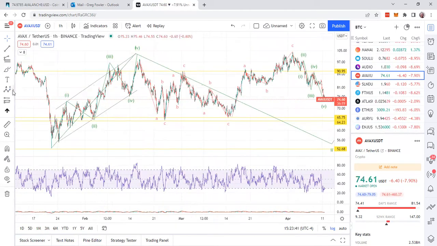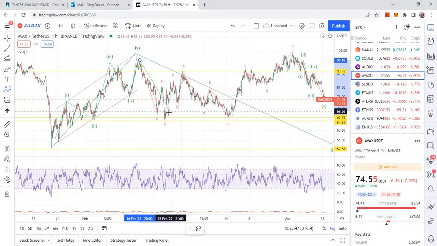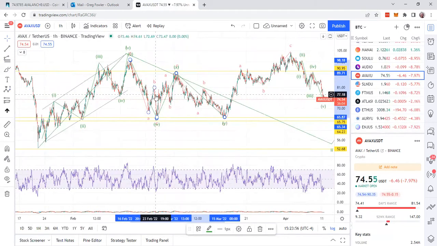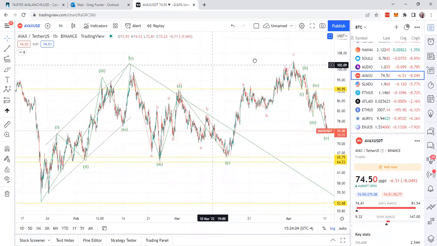So this is W, X, Y. Okay, and AVAX is going through this mess like this because of the other markets. But I'm still going to say that the bottom is in on AVAX right now. It looks good.